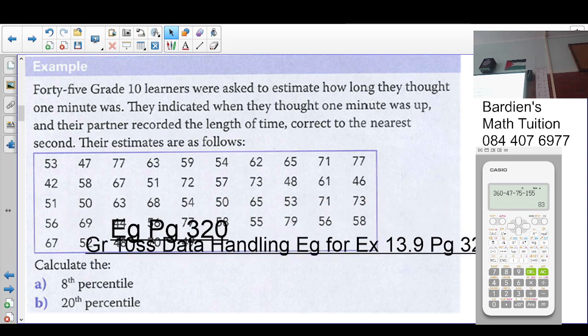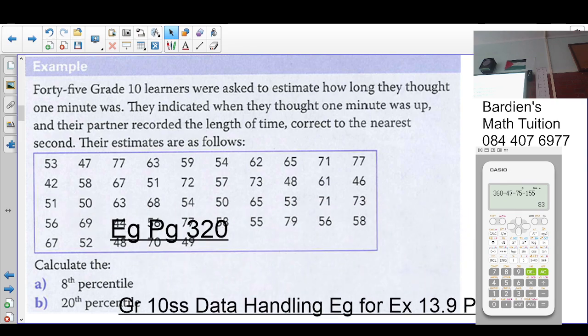Alright, so here we are told that 45 grade 10 learners were asked to estimate how long they thought a minute was. Basically what happens is you sit two people opposite each other, and one is sitting with the clock, and you ask your friend how long you think a minute is.